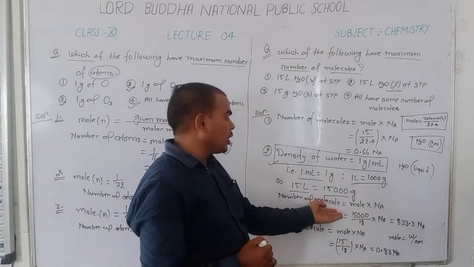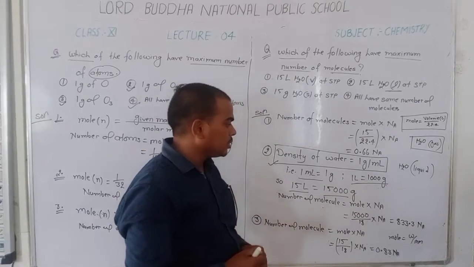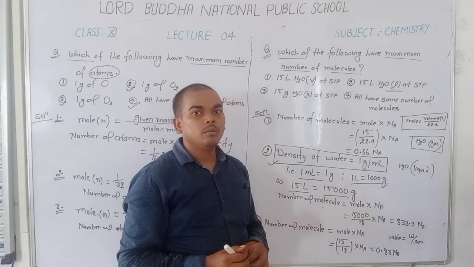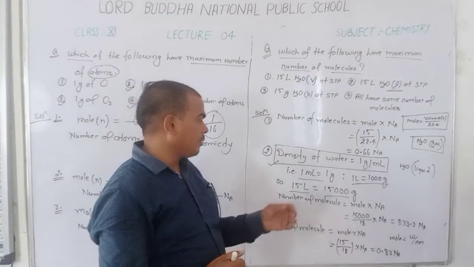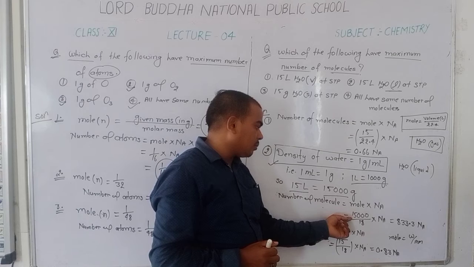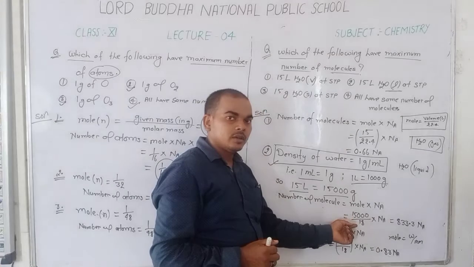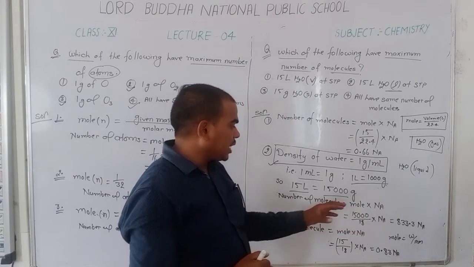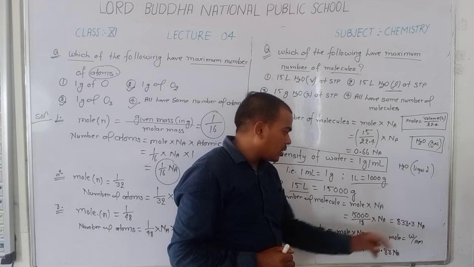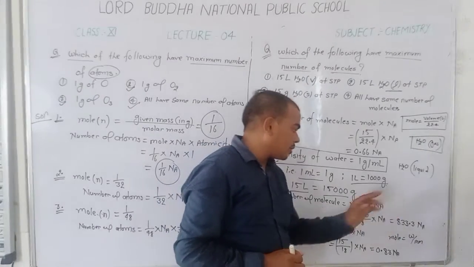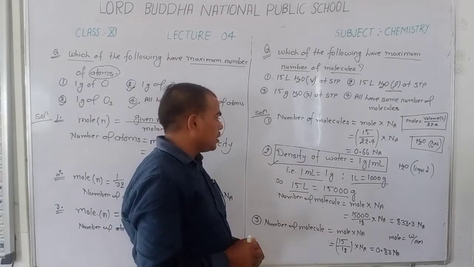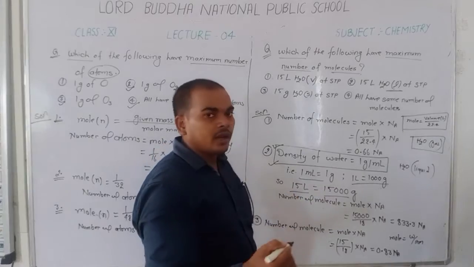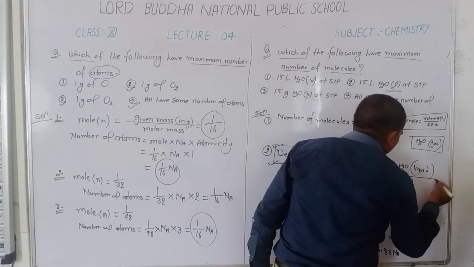Now, number of molecules equal to mole into N. For the calculation of mole, given mass upon molar mass. Put the value of given mass, 15,000 gram. The molar mass of water is 18, into N. After the calculation, we find 833.3 N. The concept of density of water is used only when water is in the form of liquid.